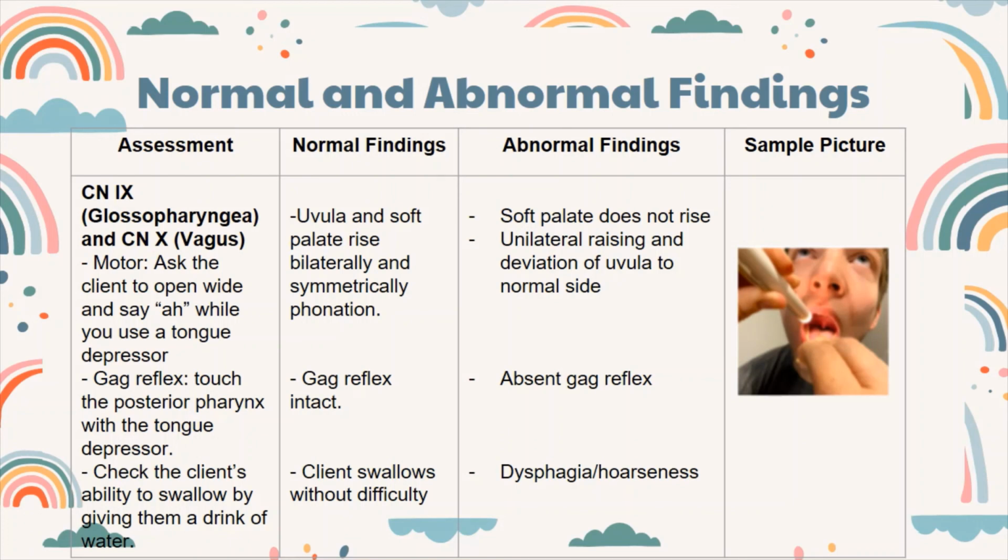Next is to assess for the gag reflex, so touch the posterior pharynx with the tongue depressor. So normal finding is that gag reflex is intact, while abnormal finding is absent gag reflex. Next is to check for the client's ability to swallow by giving them a drink of water. Note the client's voice also. So for the normal findings, client swallows without difficulty, no hoarseness noted. While for the abnormal, there's dysphagia, hoarseness, and there's a cranial nerve number 9 or number 10 lesion.